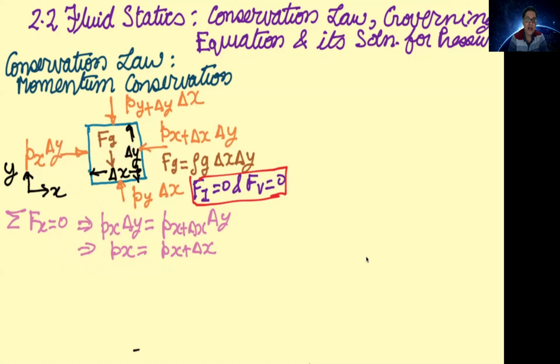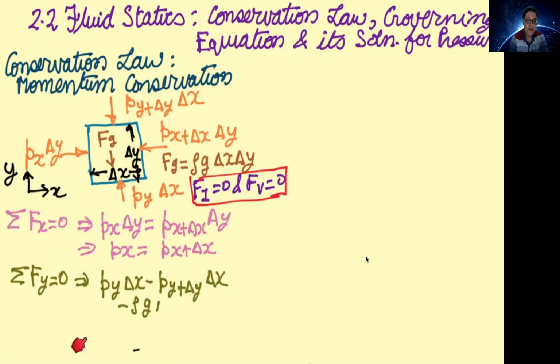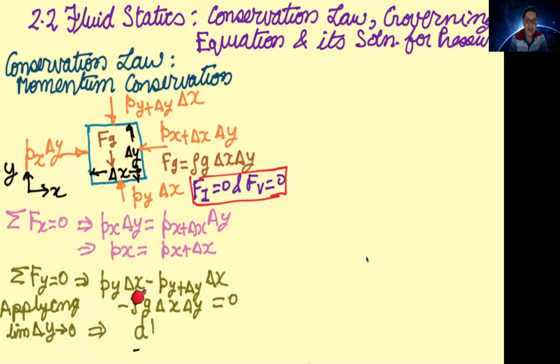Now, if you apply the force balance for the second direction, that is y, sigma Fy equals 0. In this case, the gravitational force will appear and you will get this expression. This is the pressure force acting in the upward direction. This is in the downward direction, so that's why there is a negative sign. The gravitational force also acts downward, so it is a negative sign.